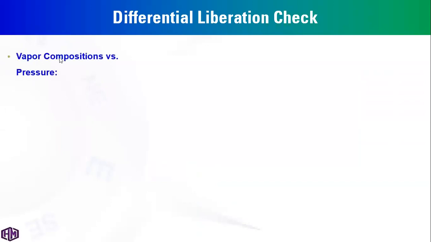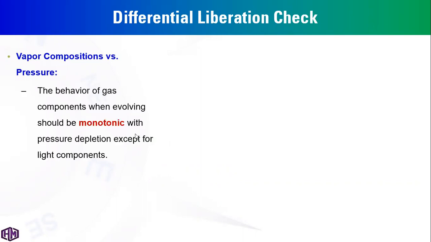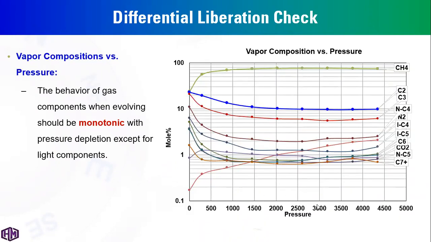Additionally, it's important to plot the vapor composition against the pressure. The behavior of all components must follow a monotonic trend like this, but we may have some inconsistency for lighter components like C3 or C4. It's very common, but generally we have a monotonic trend of vapor composition against the pressure. This is the mole percentage against the pressure step by step.